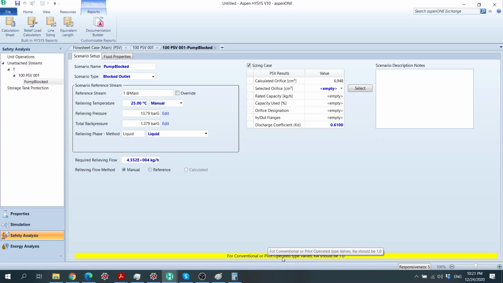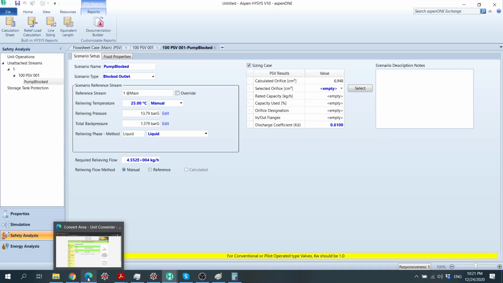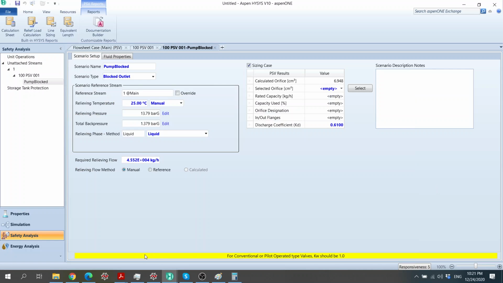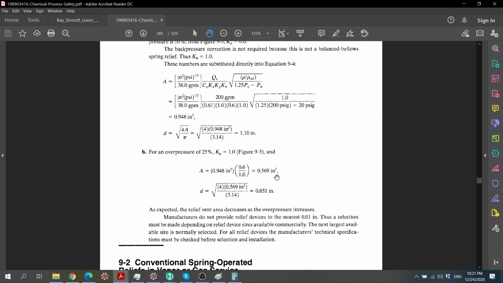For a conventional spring-operated type valve, KW should be 1. In this case, it's 6.9. This one. 6.9. Yeah, it's 1 something. So it's somewhere around. It's now bigger than this guy. 0.8, 8.9.